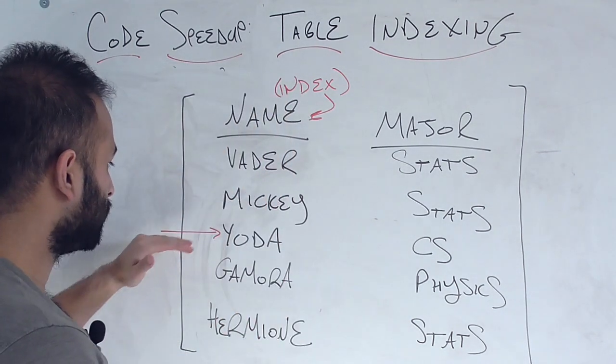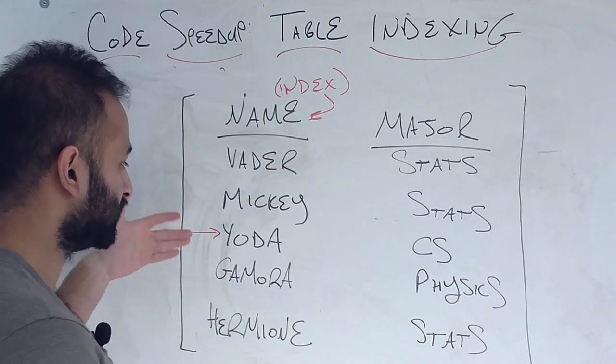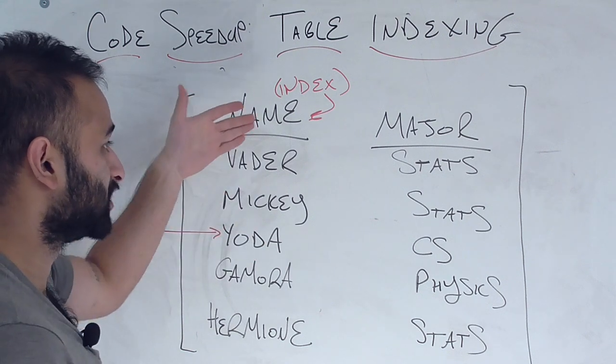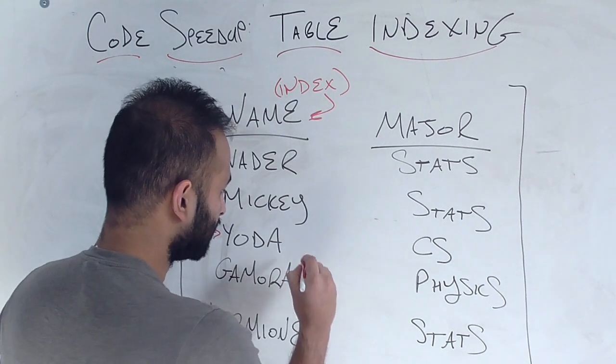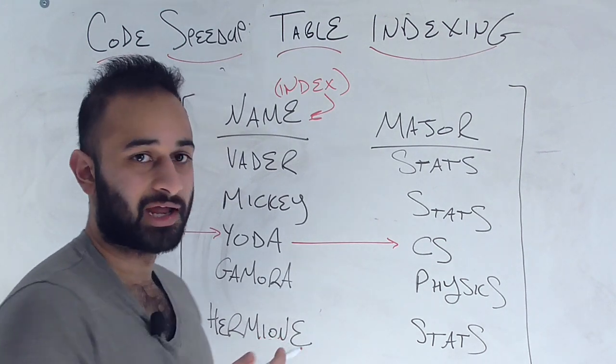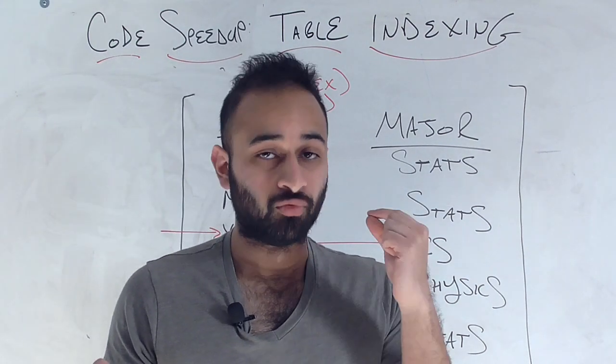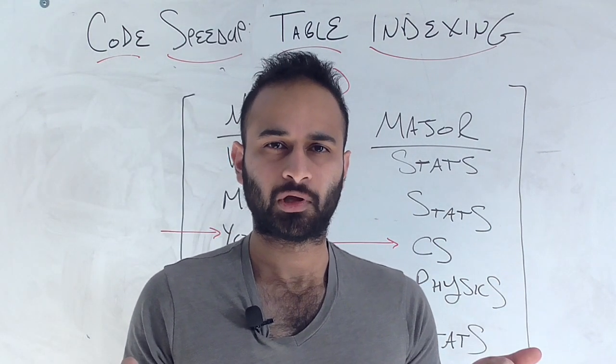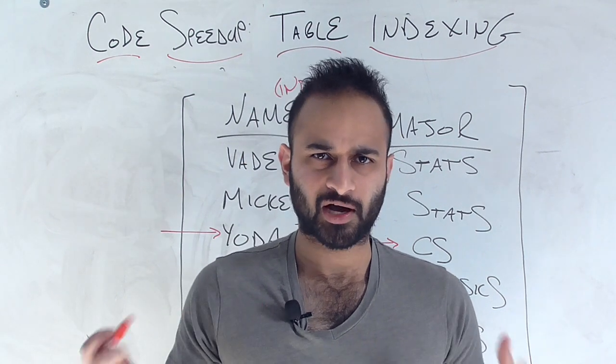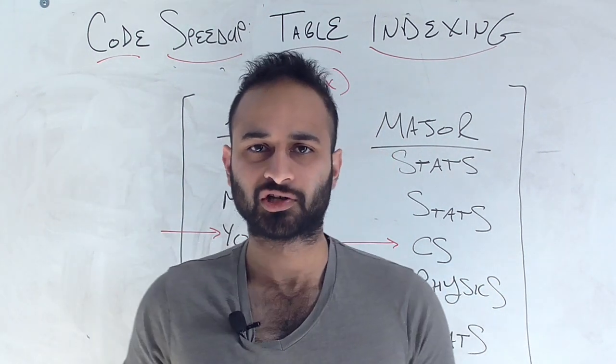So that means if I know that the student I'm looking for is Yoda, and the name is my index, I can make finding the major or any other information about Yoda really fast, almost constant time. And some of you might be thinking, how is this possible? How did I go from linear time to constant time?